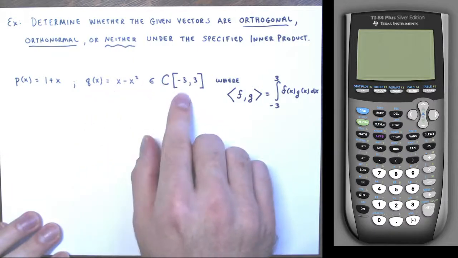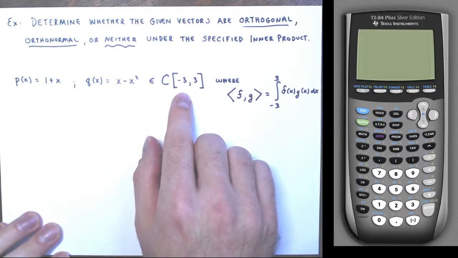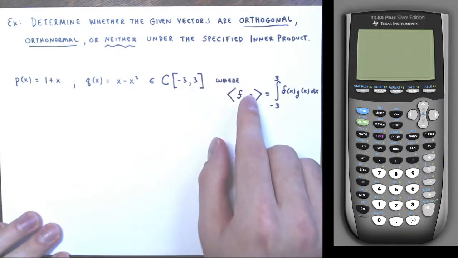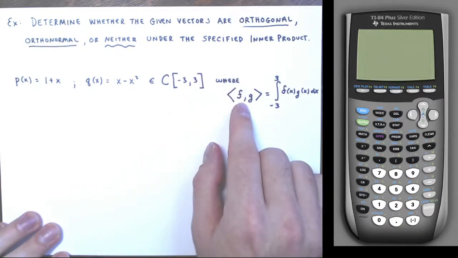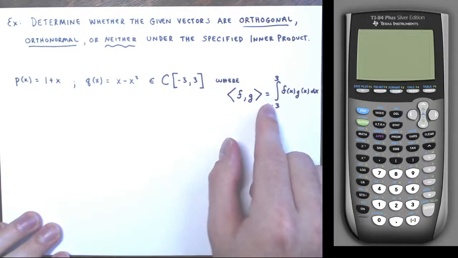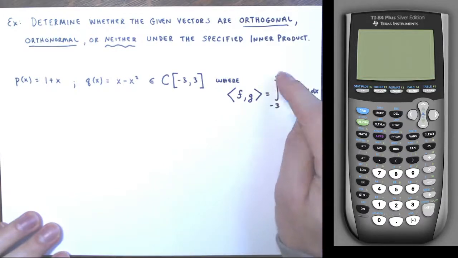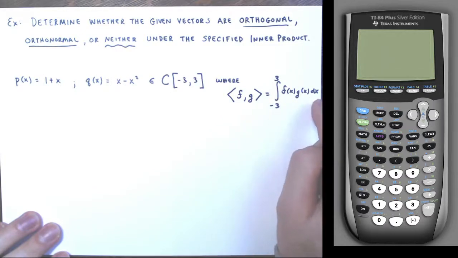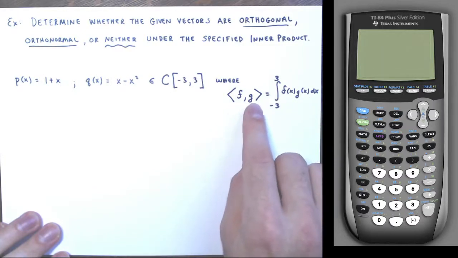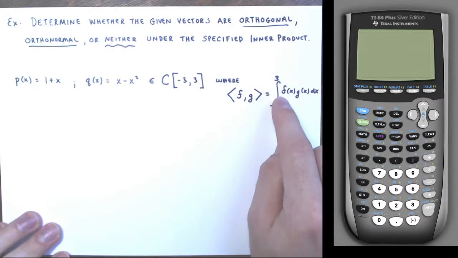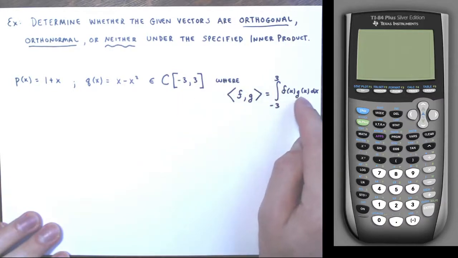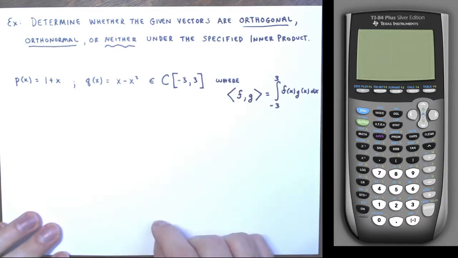So these belong to that vector space, right? The set of all continuous functions on the interval from -3 to 3. The inner product on this space is the integral inner product, right? I'll do the integral from -3 to 3 of f times g. If I'm doing the inner product of two functions, it's the integral over that interval from -3 to 3 of the product of those two functions with respect to x.